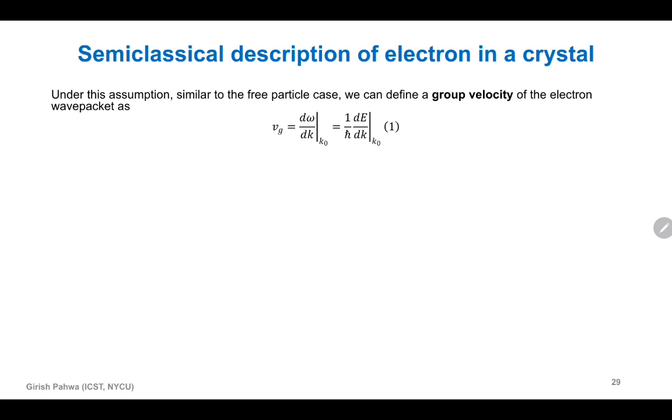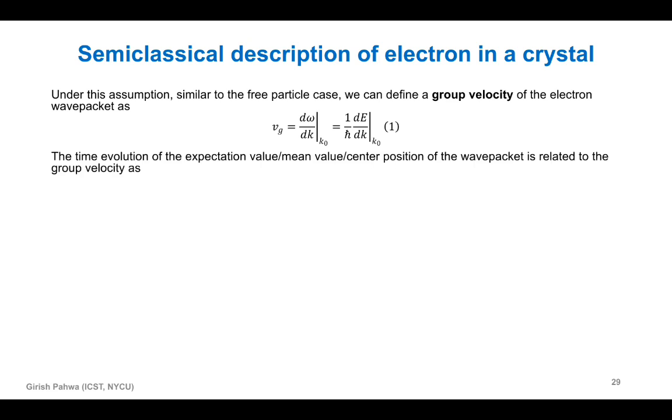Say you are in the first band, your Vg is going to look like something. For the second band, the relationship between E and k might be slightly different, right? In fact, it can be very different, right? So you will have a different Vg because you have a different relationship in the different bands.